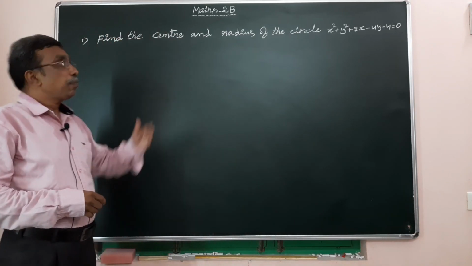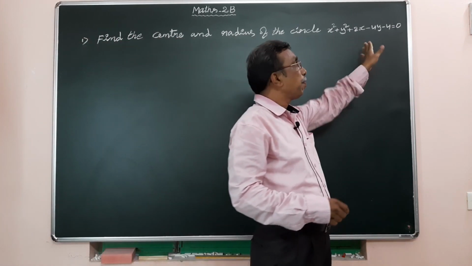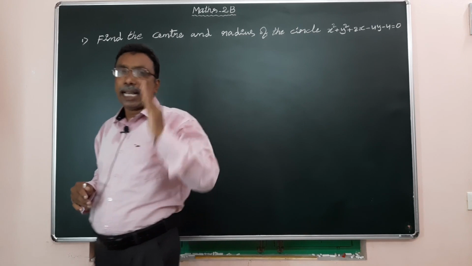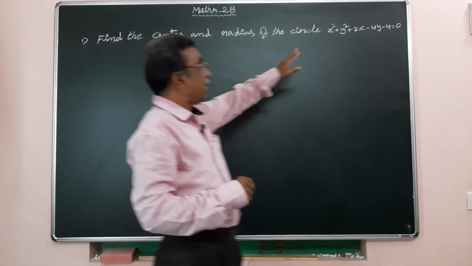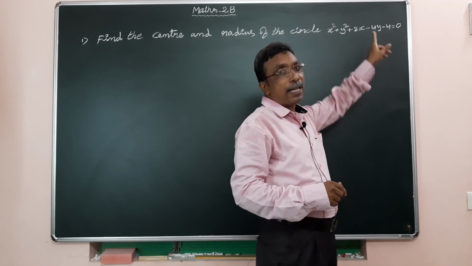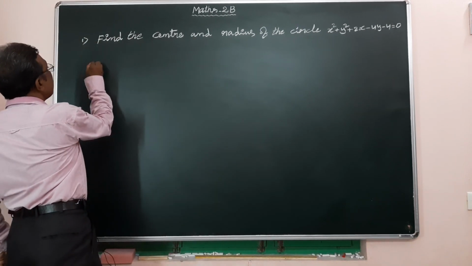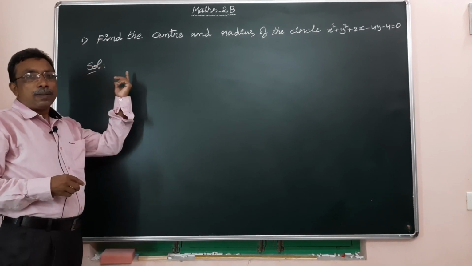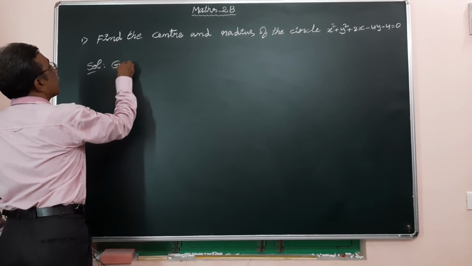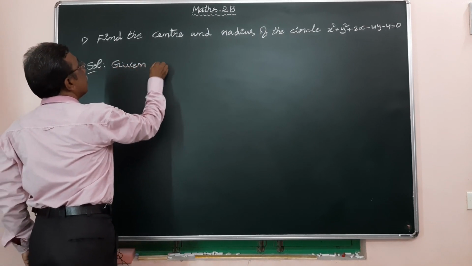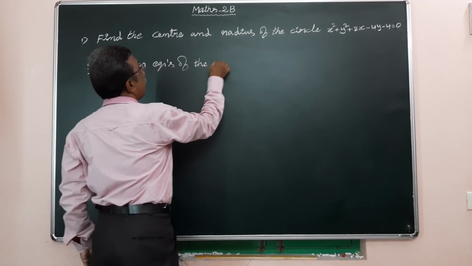Now we start equation of the circle. Given the equation of the circle, we find out the center and radius of the circle. Now this is the circle equation, and we find out the center and radius. First of all, write the given equation of the circle.